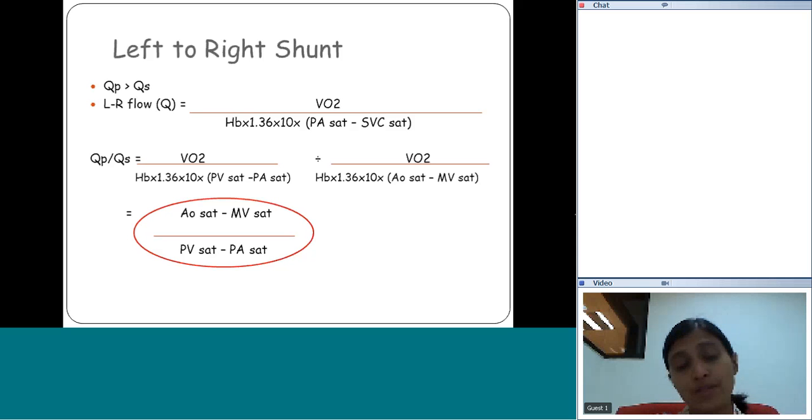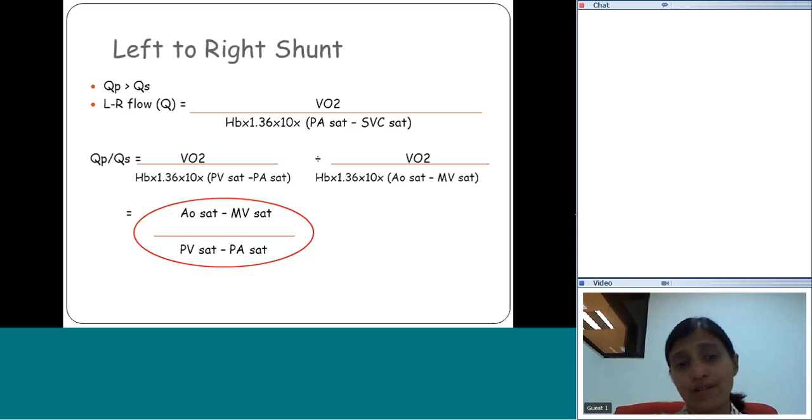Now we know how to calculate QP. We've gone through that previously. We know how to calculate QS, and if you just divide QP by QS, you get your QP by QS ratio. If you notice, a lot of these factors are common, so they can actually be cancelled out mathematically. So you can simplify this QP by QS equation very easily into aortic sat minus mixed venous sat, divided by pulmonary venous sat minus PA sat. This is something that you can do mentally, at the time when you are cathing the patient and you have the values of saturations at hand. You can very quickly calculate this QP by QS ratio without any problems.